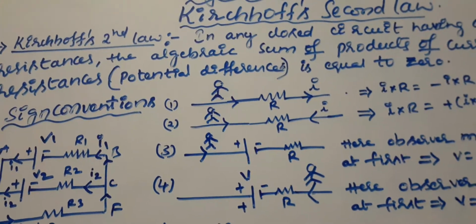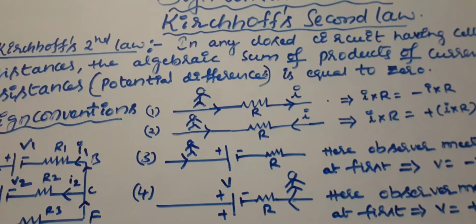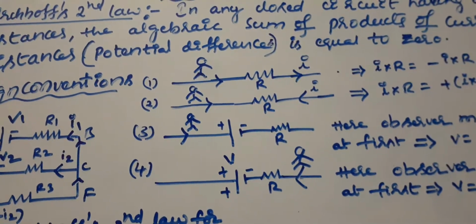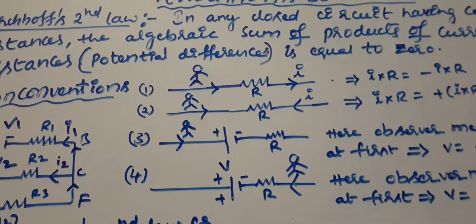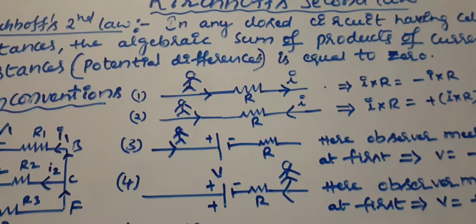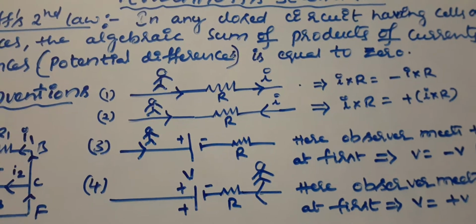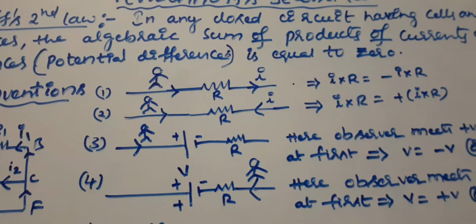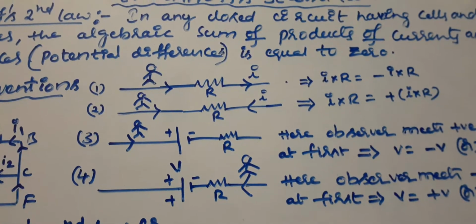The sign convention topic is related to when we take a plus sign and when we take a minus sign. Students, you can see the figures. When the observer follows the direction of current, you take the potential difference, the product of I into R, as minus. So I into R is taken as minus I into R.